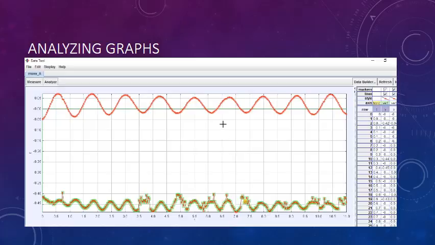Next, I wanted to find period because I needed to find omega. Period is the time it takes for one oscillation, so I found the t value here and the t value here, and then subtracted them to get the period. Once again, I did this for both graphs.